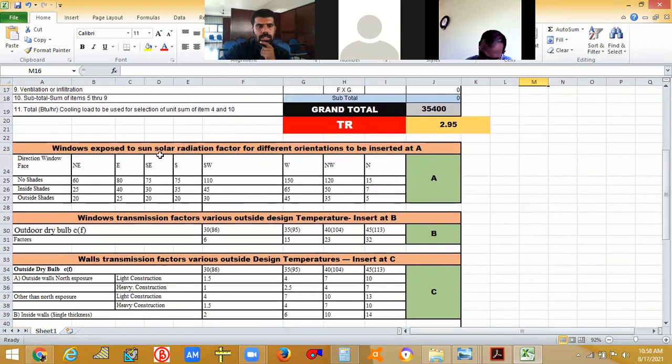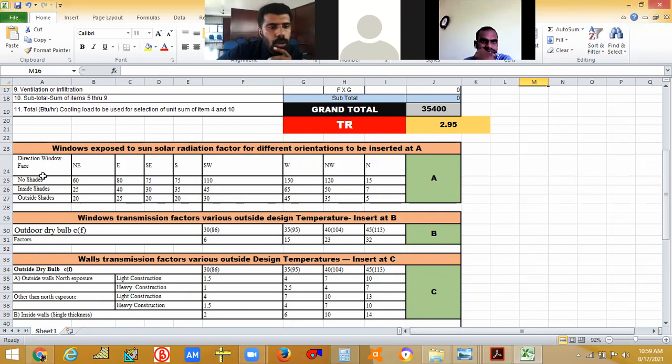Windows exposed to sun, solar radiation factor for different orientations, to be inserted at A. So here, these are the different criteria: direction of window face, no shade, inside shade, outside shade. Shade means there is a window and there will be a shade for the window. Some days there won't be a shade, some days there will be inside shade or outside shade. Here we can choose any one. For the time being, I am choosing no shade. There is no shade for my window.